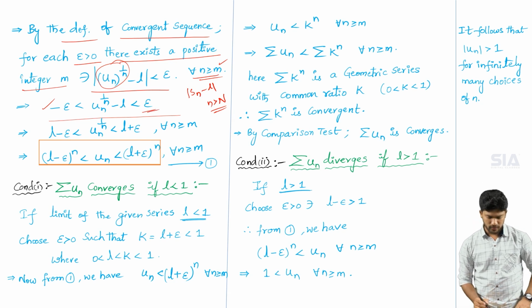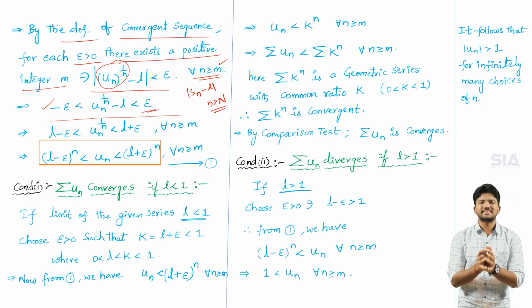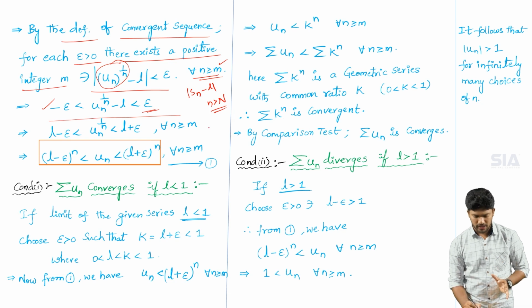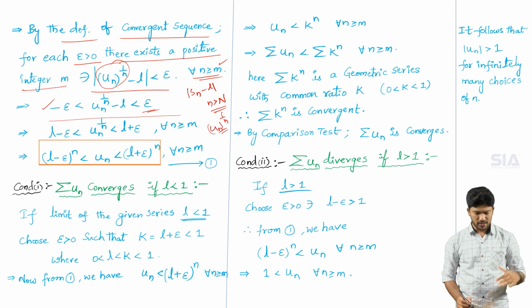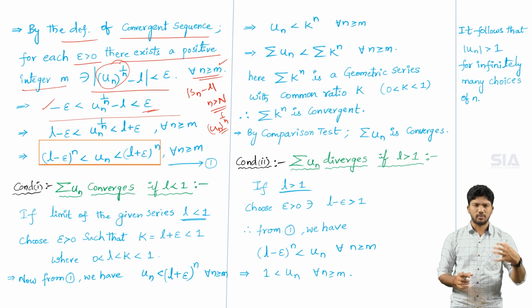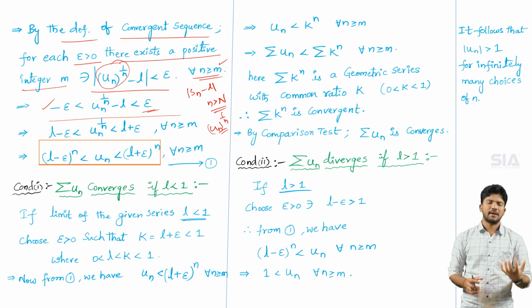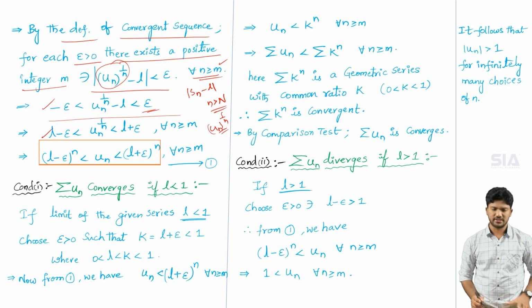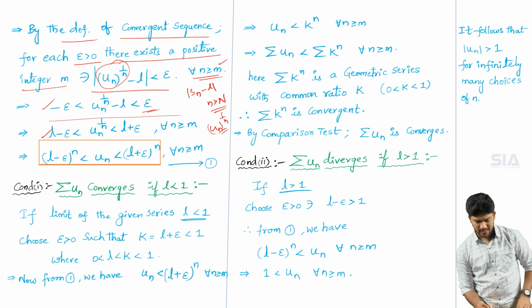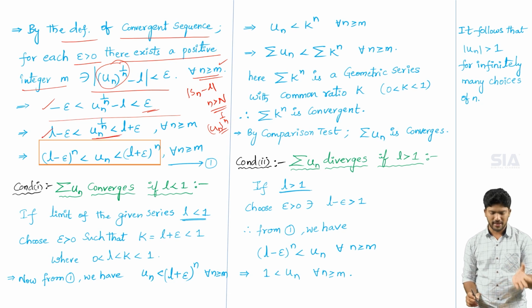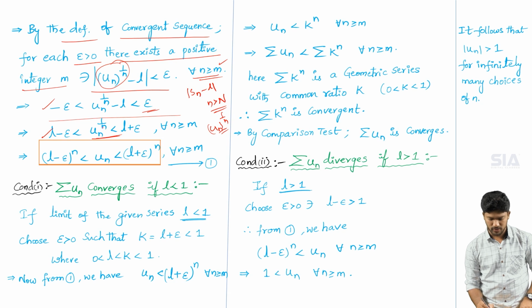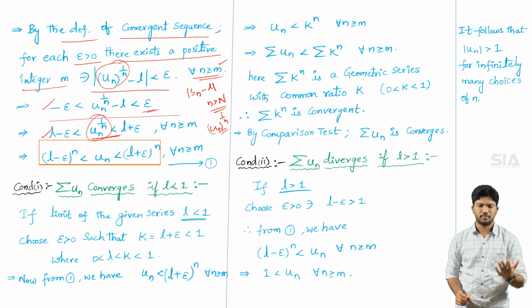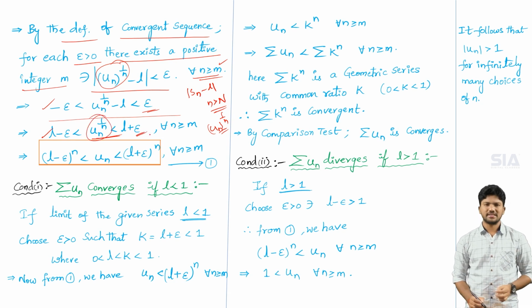Okay, so now to get only the sequence value, we need only u suffix n whole power 1 by n. So now, on both sides of the above inequality, add plus L. If you add plus L, you will get this condition: L minus epsilon less than u suffix n whole power 1 by n plus L; the minus L cancels out. Therefore u suffix n whole power 1 by n is less than L plus epsilon.